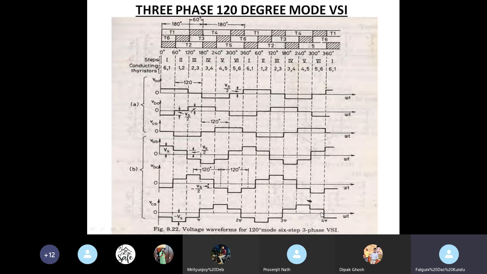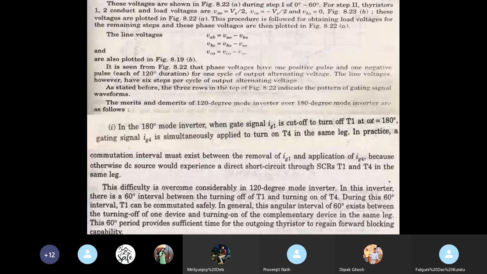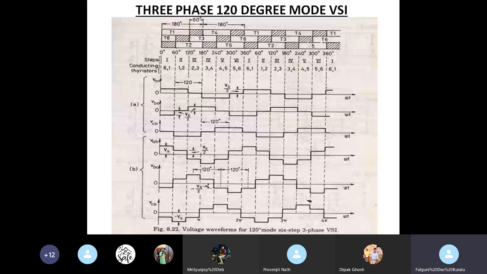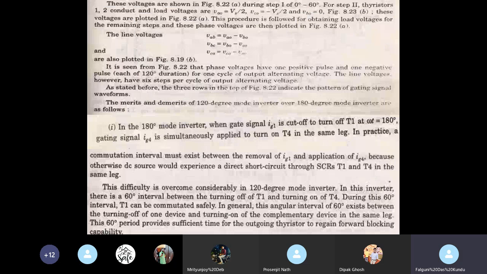So, what are the merits and demerits of 120 degree mode inverter over the 180 degree mode inverter? These are all written here.